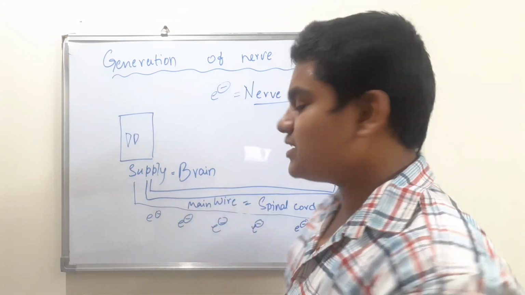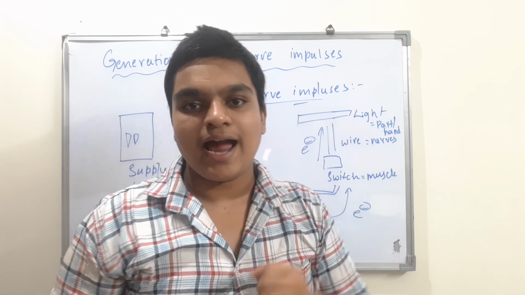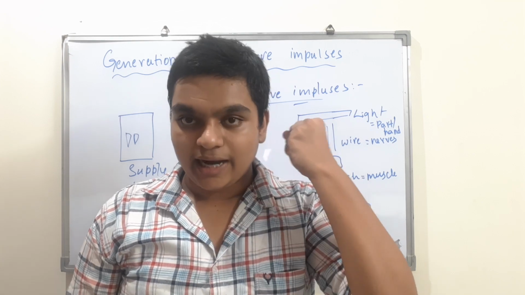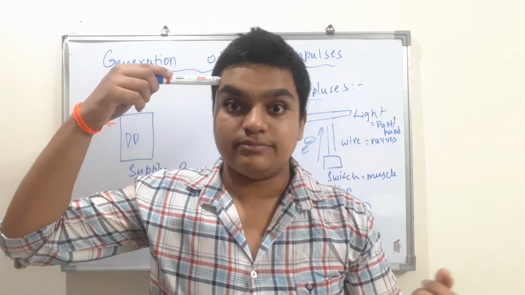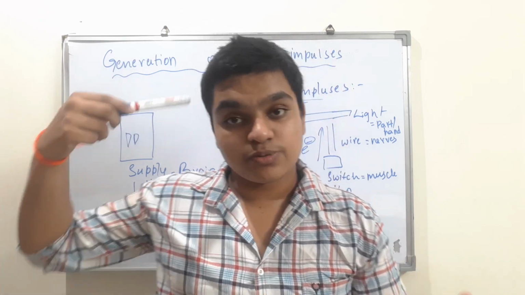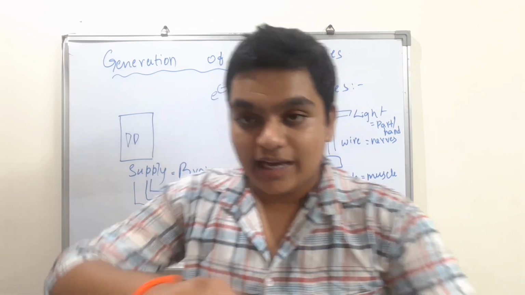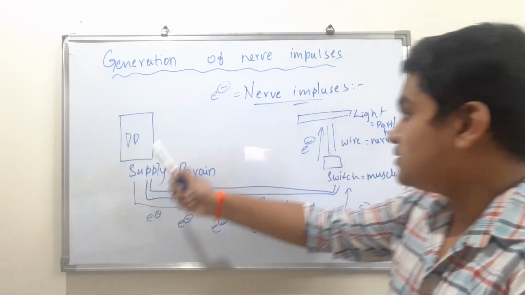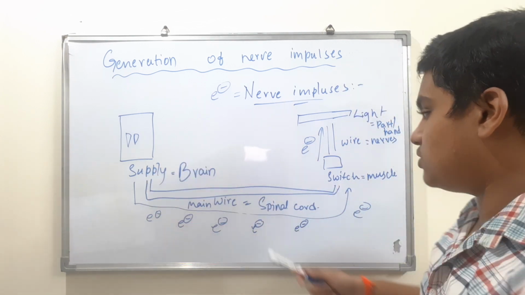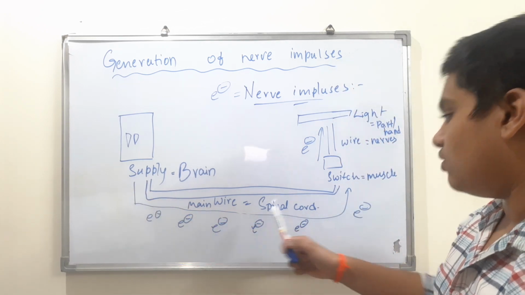Now, the main supply is our brain, and we consider the light as the hand. It is a voluntary organ. You require something to lift your hand, so you think of it in your brain. You switch on your brain, or you command your brain, to lift my left hand. Then the brain passes these nerve impulses, the electrons in our electrical circuit, and these nerve impulses are conducted through the main wire or spinal cord.